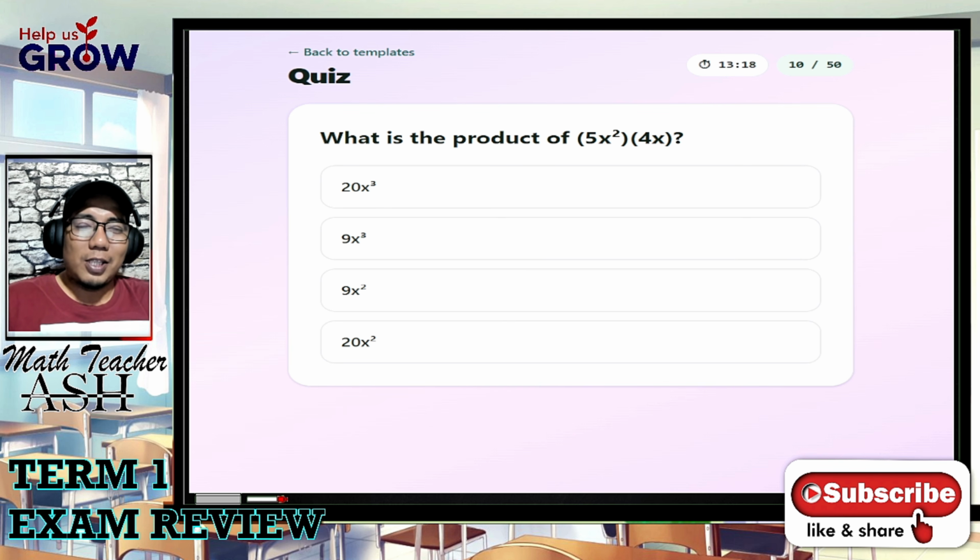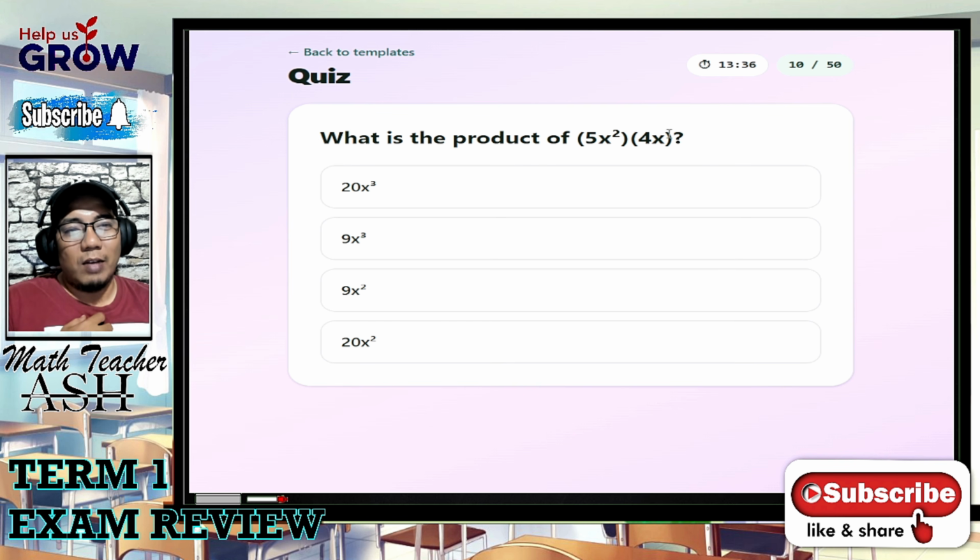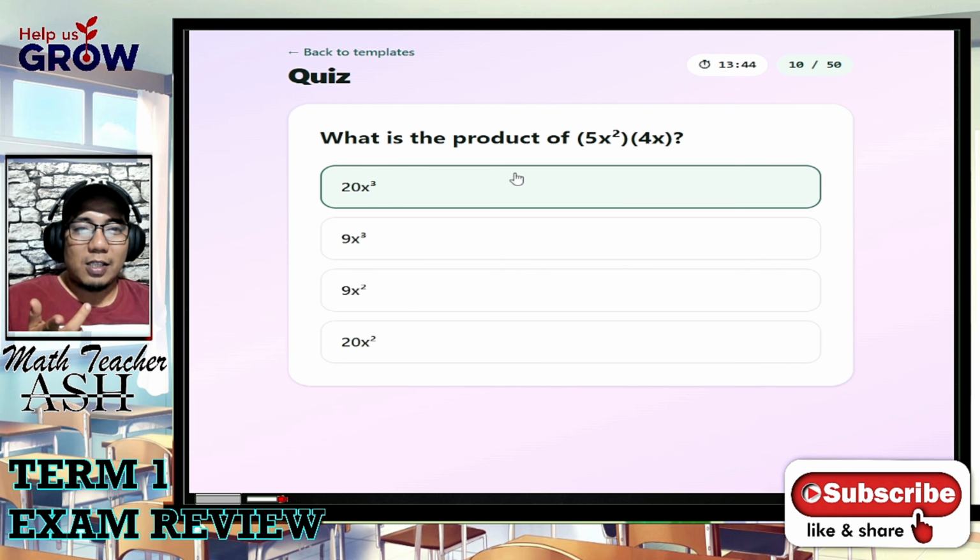Alright, my dear math learners, this is the application of the law of exponents. According to the law of exponents, if you have numerical coefficients, you just multiply them immediately. And if you have the same variable, you just copy the variable and then add the exponents. So we have here 2, and we have here the invisible 1. So that would give you 5 times 4, 20. Then 2 plus 1, that would be 3. So that would be 20x cubed, and that is the first option.